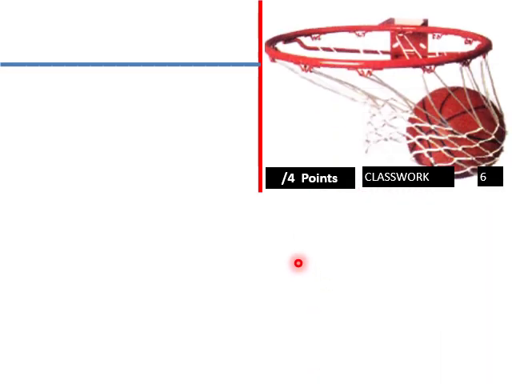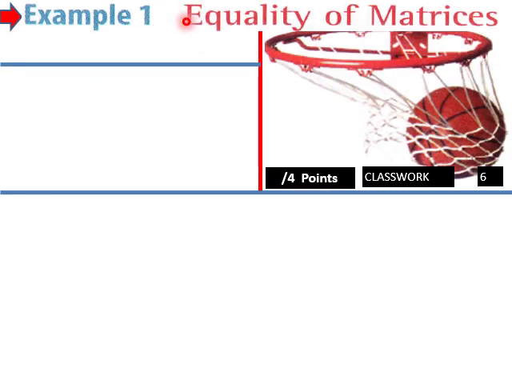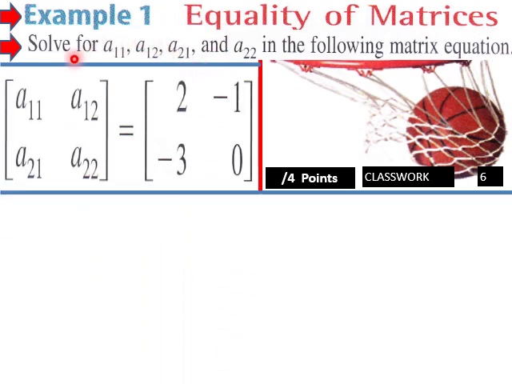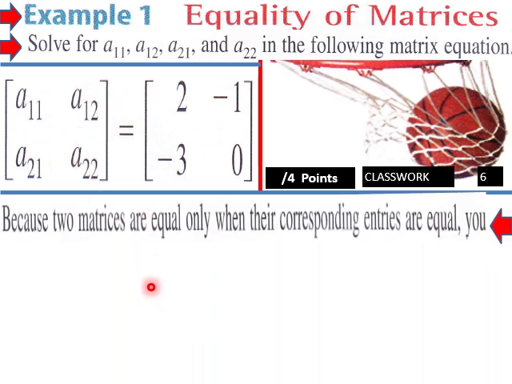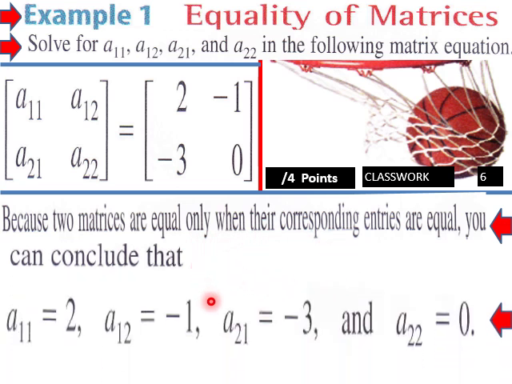Okay, let's try an example here. Example 1, equality of matrices. Solve for A11, A12, A21, and A22 in the following matrix equation. So we want to know what A11, A12, A21, and A22 are from this matrix here. What satisfies those descriptions? Because two matrices are equal only when their corresponding entries are equal, you can conclude that A11 is 2, A12 is -1, A21 is -3, and then A22 is 0.